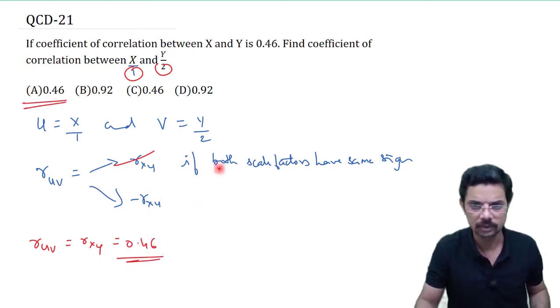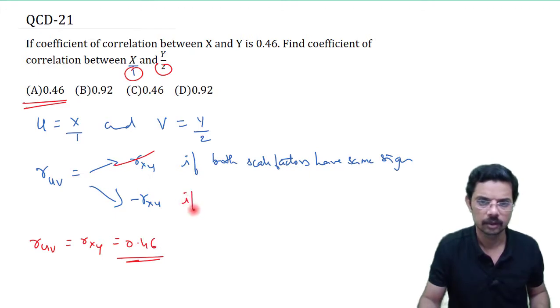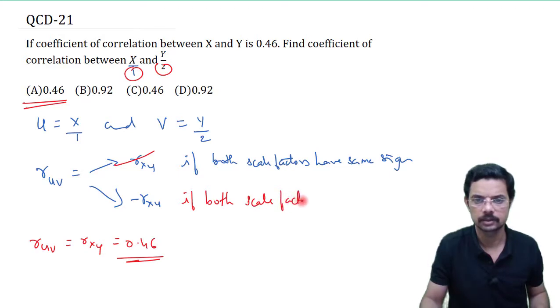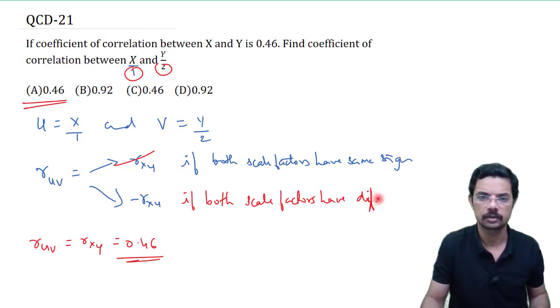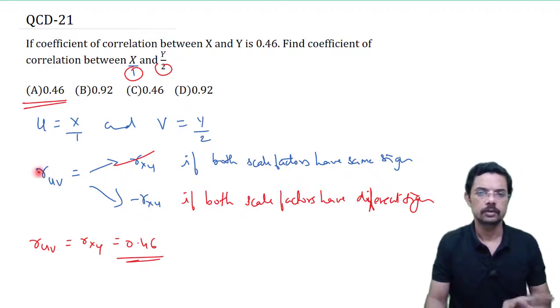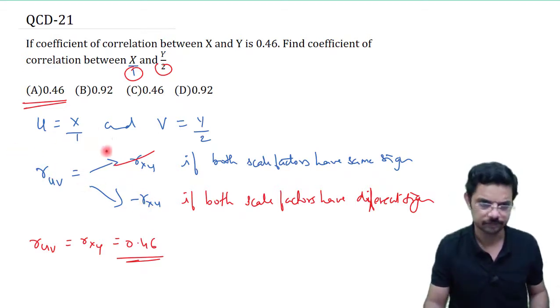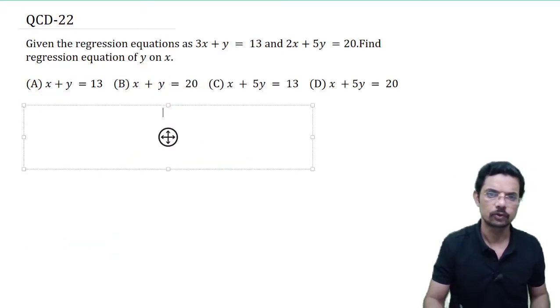If both the scale factors have the same sign, then the correlation coefficient remains the same, and if both scale factors have different sign, then the correlation coefficient will have different sign. That's it. Next question, question number 22.